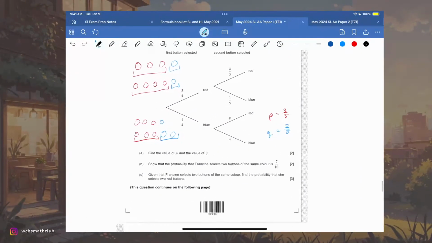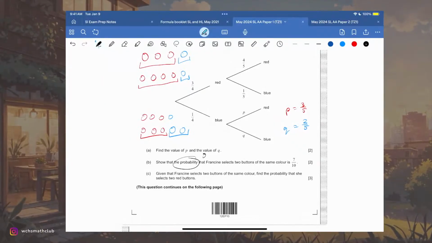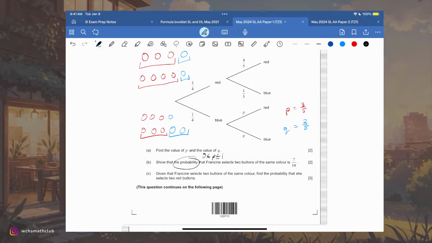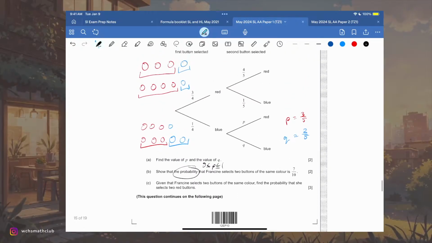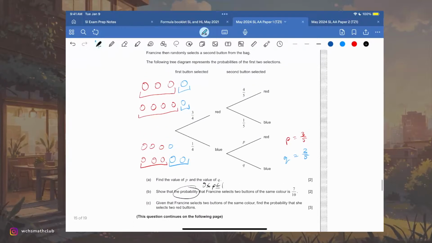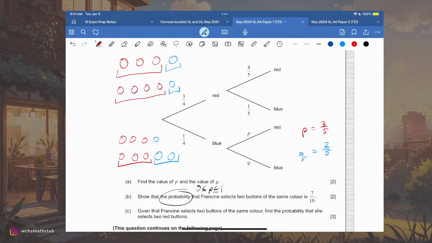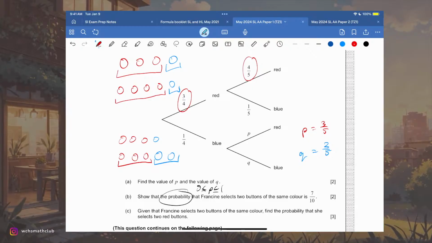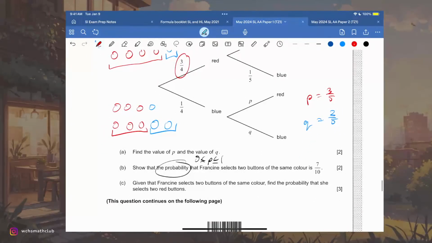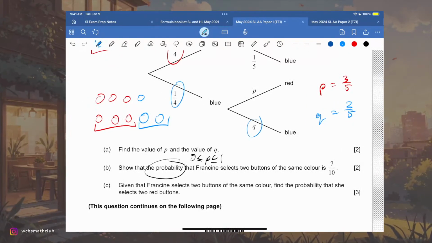Great. So now for part B, it tells us to show the probability. The actual probability should be from 0 to 1. And we want the probability that 2 buttons are selected of the same color, and they are 7 out of 10. What this means is you're either going to select a red button twice or a blue button twice. If we select a red button twice, it's going to be 3/4 times 4/5. That's your probability of having 2 reds in a row. And to have 2 blues in a row, you're going to have 1/4 times Q.